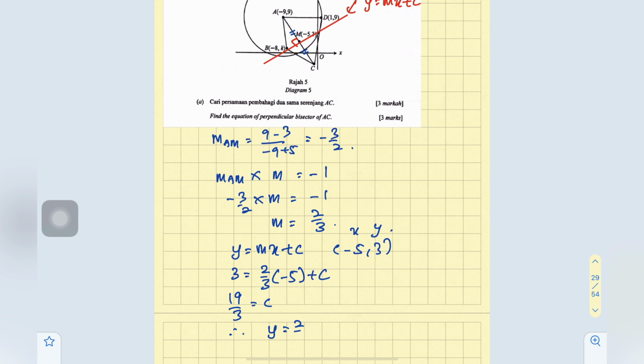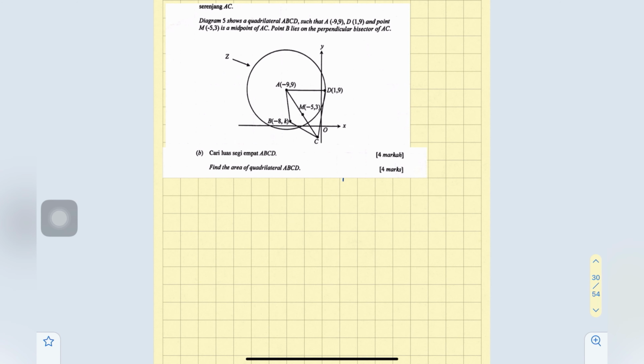Y equals 2 over 3x plus 19 over 3. Okay, yang ni actually kita boleh juga guna formula y minus y1 equals m(x minus x1), so you will get the same answer. Nanti (b), find the area of quadrilateral ABCD.